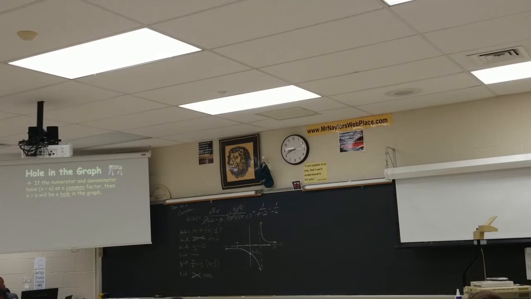Now, again, this is a little mathy. It's a lot mathy. But if you have x minus a in the numerator and denominator, a common factor, that means your bad number, x equals a, is going to make a hole. It's not a vertical asymptote. It's not an X-intercept. In fact, it'll never be. It will only be a hole.